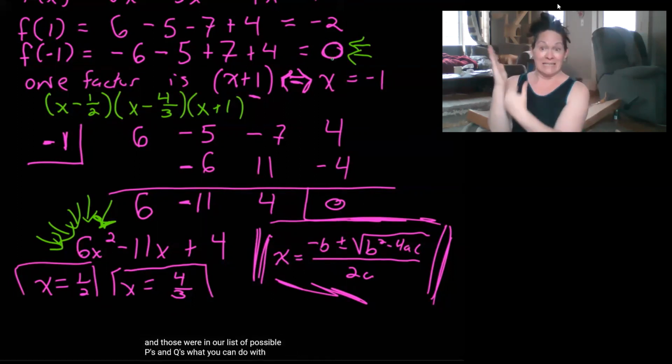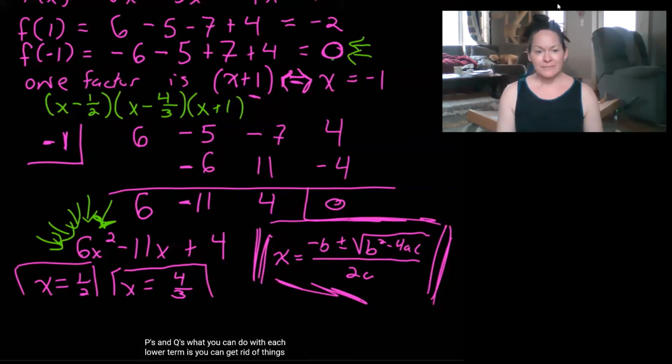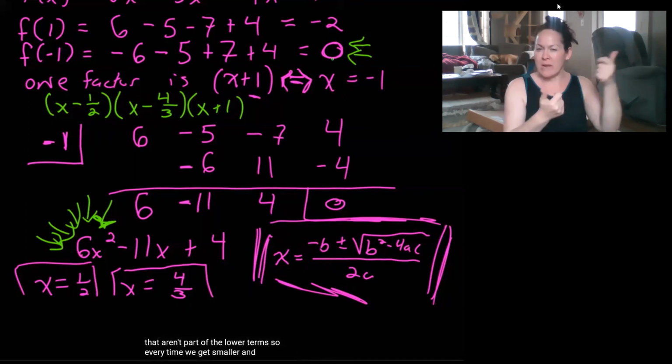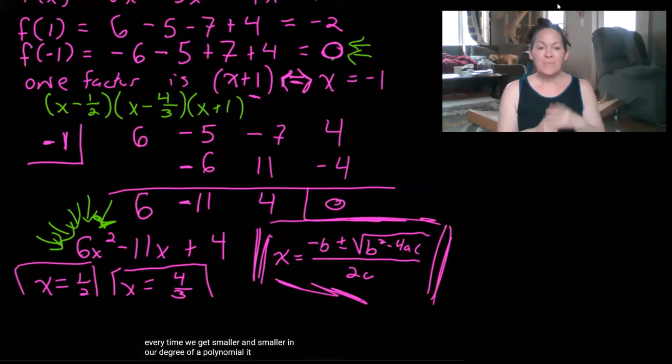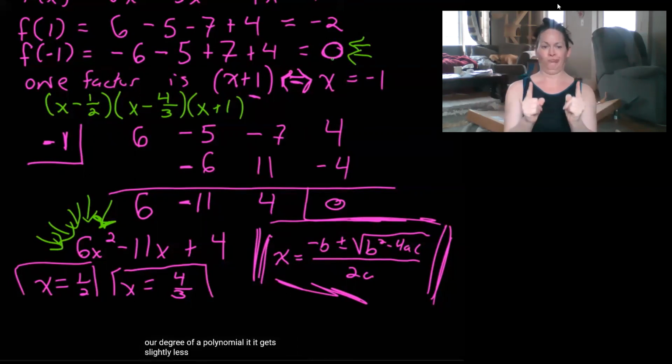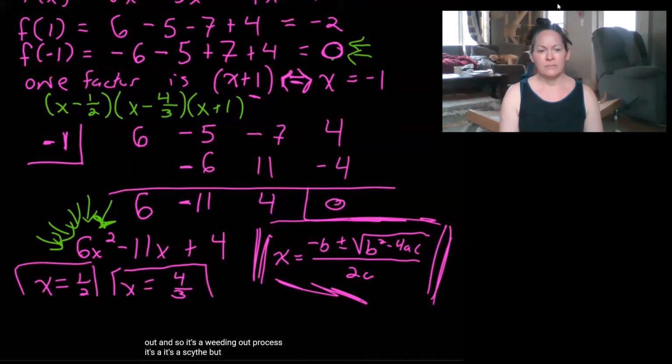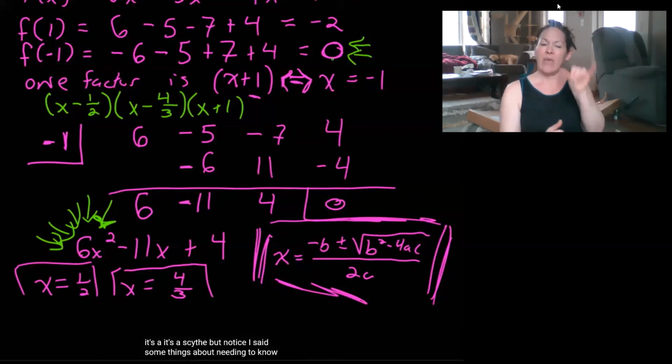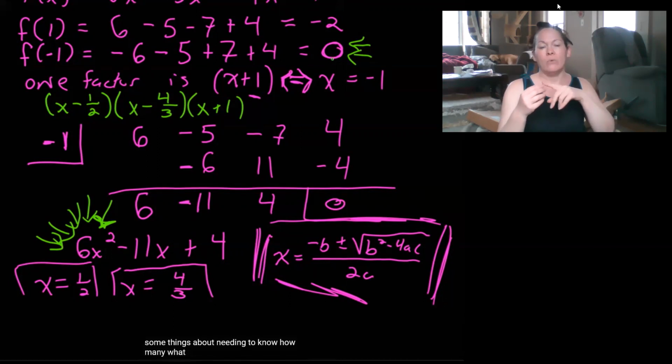What you can do with each lower term is you can get rid of things that aren't part of the lower terms. So every time we get smaller and smaller in our degree of a polynomial, it gets slightly less options, and we weed things out. And so it's a weeding out process. It's a scythe.